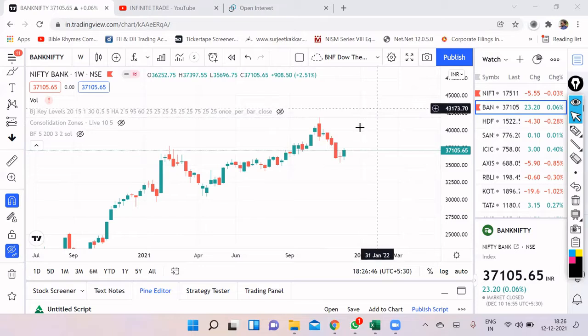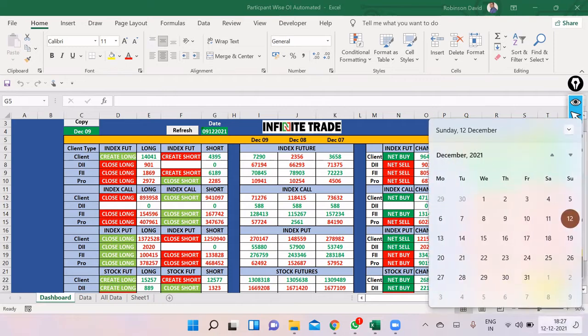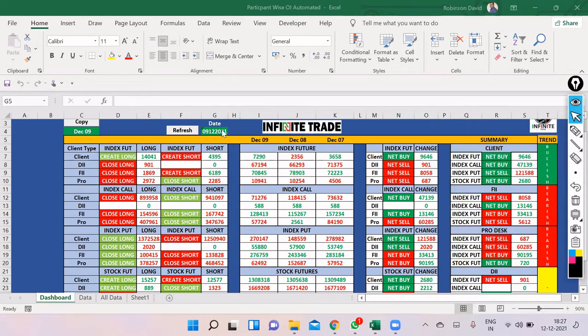So now let's quickly do our analysis based on the intraday time frame. Okay, so the first thing that we usually do is we quickly check the participant wise open interest. Let's quickly check that out. If we look at participant wise open interest, the position seems to be bearish. Okay, the date hasn't changed. What was the last trading date? It was 10th. Okay, so Friday was 10th.